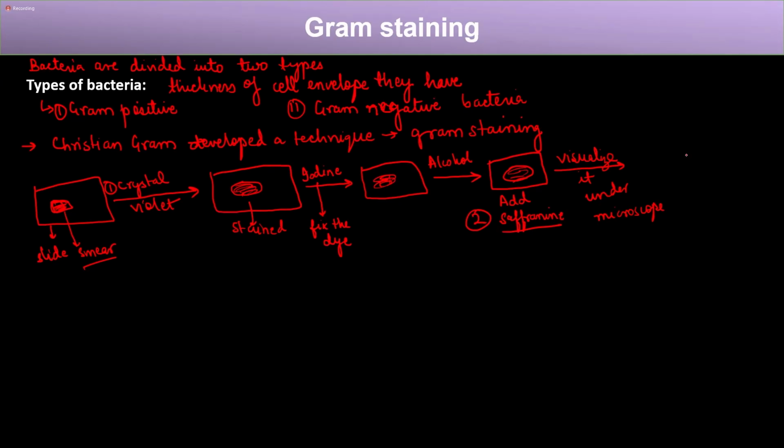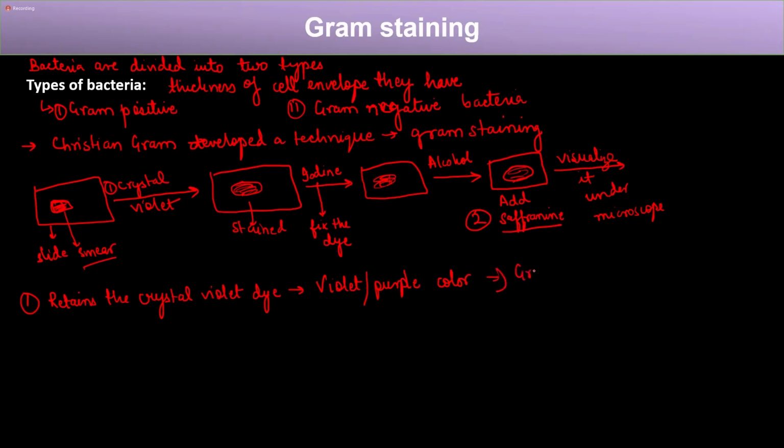So when you visualize it under the microscope, you will see two types of cell. So what are these two types of cell? The first type of cell is the one that retains the crystal violet dye. So the first type of cell will retain this crystal violet dye, and these cells will look violet or purple in color. These cells are called gram-positive cells.